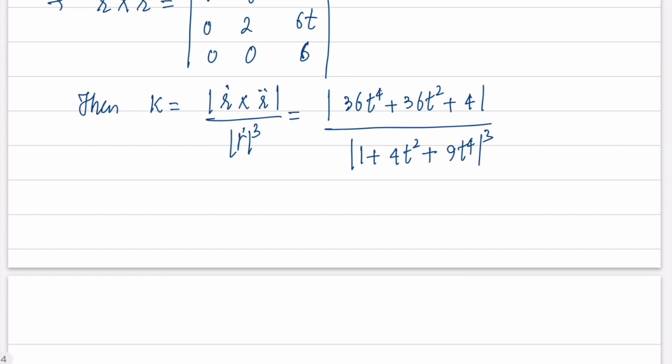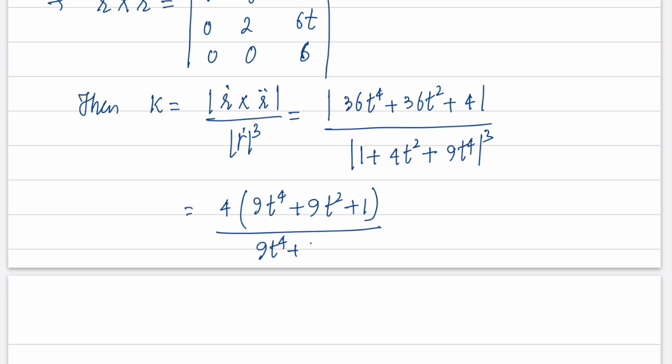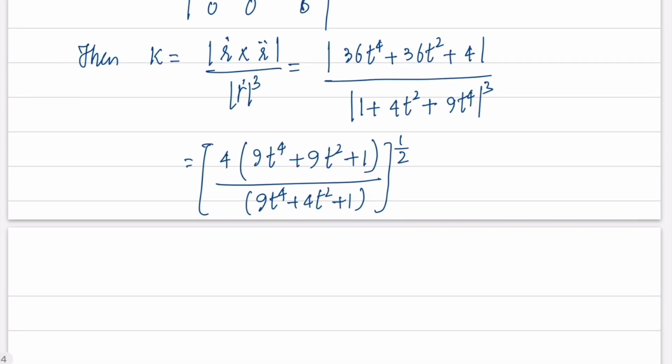Now by modulus we mean the square root of this thing, so it is equal to the square root of 36t⁴ plus 36t² plus 4. We can take 4 common from there, so it is 2 times the square root of (9t⁴ + 9t² + 1), divided by (9t⁴ + 4t² + 1) to the power 3 over 2. So that is the curvature of this curve at any point t.